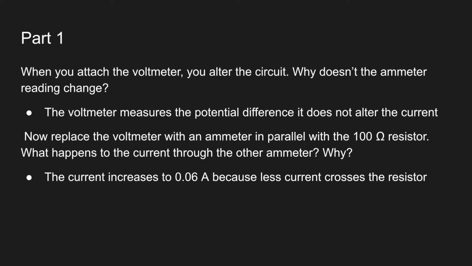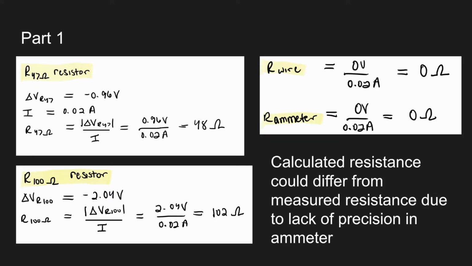We are also asked what would happen if we replaced the voltmeter with the ammeter in parallel with the 100 ohm resistor. What would happen to the current through the other ammeter? The current increases to 0.06 amps because less current crosses the resistor. Now we're asked to calculate the resistance of the 47 ohm resistor and the 100 ohm resistor, as well as the wire and ammeter. We get the values to be slightly different for the 47 and 100 ohm resistor, and this could be due to the lack of precision in the ammeter. We find that the resistance of the wire and ammeter are both 0, which supports our assumptions.